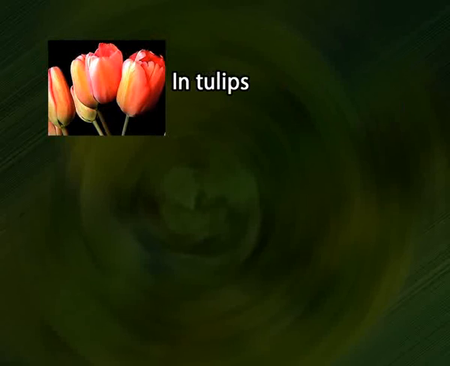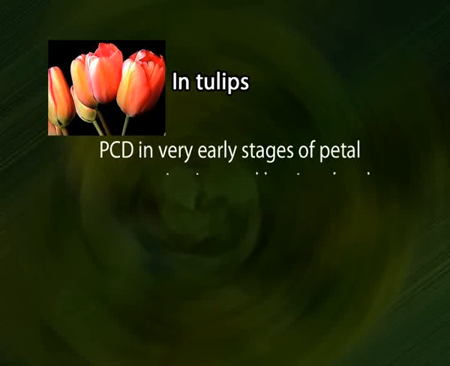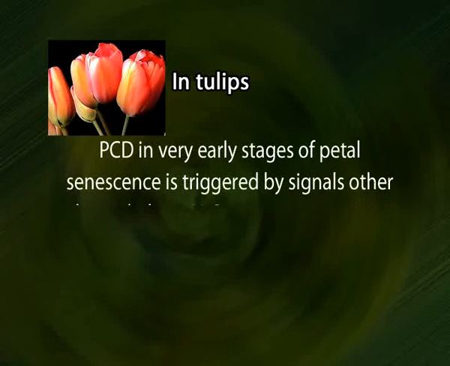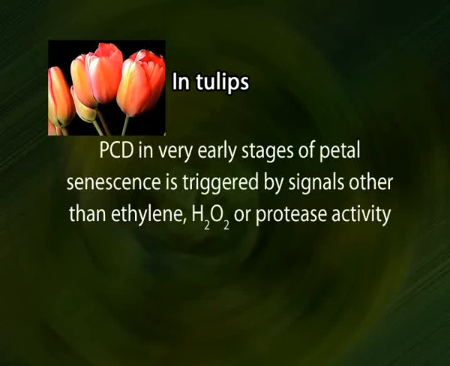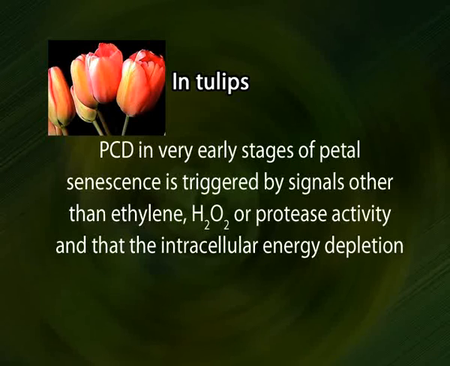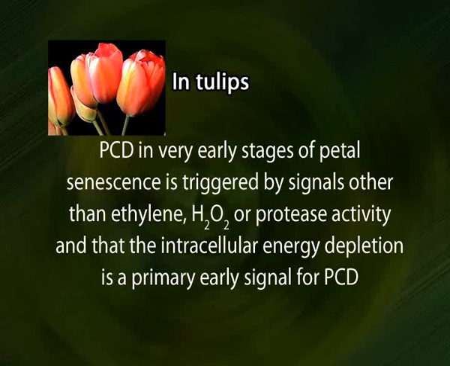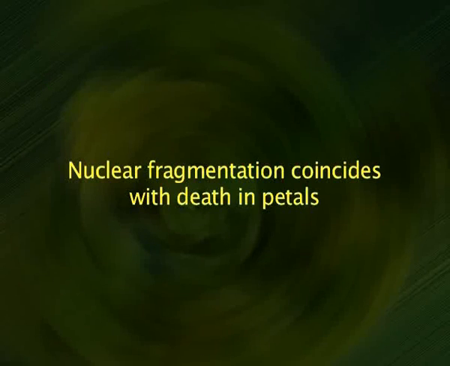It has been reported that programmed cell death in very early stages of tulip petal senescence is triggered by signals other than ethylene, hydrogen peroxide or protease activity, and that intracellular energy depletion is a primary early signal for programmed cell death in tulips. Using flow cytometry, it has been confirmed that nuclear fragmentation coincides with cell death in petals after full flower opening.